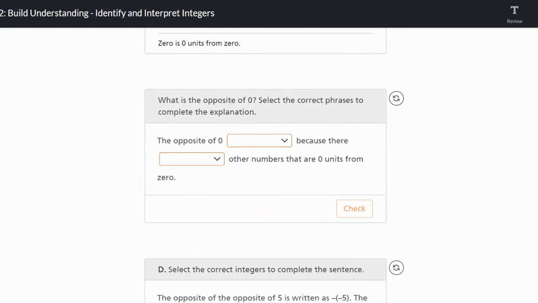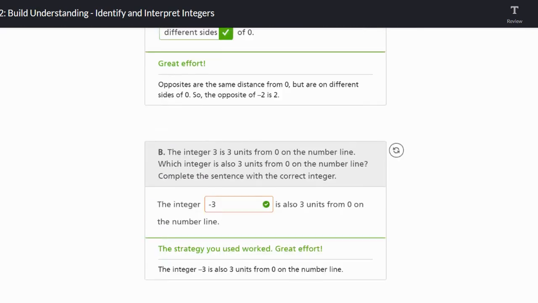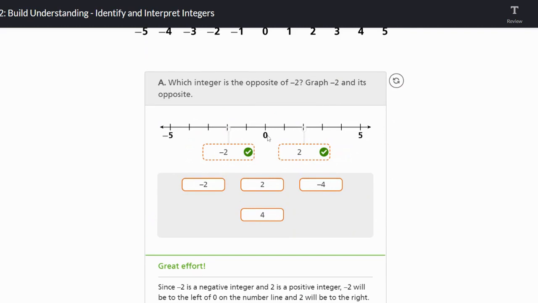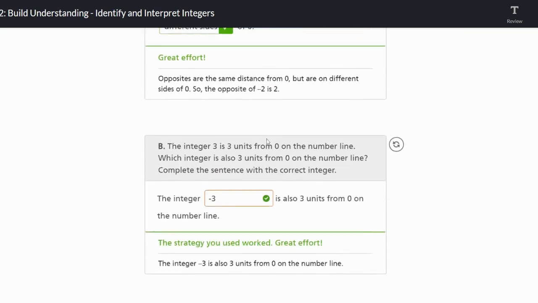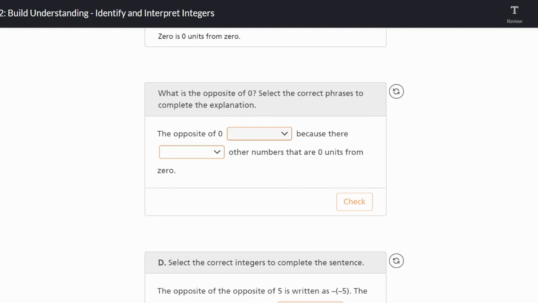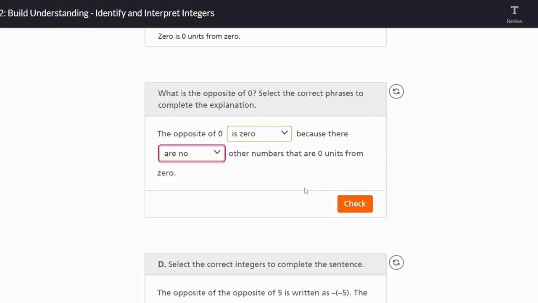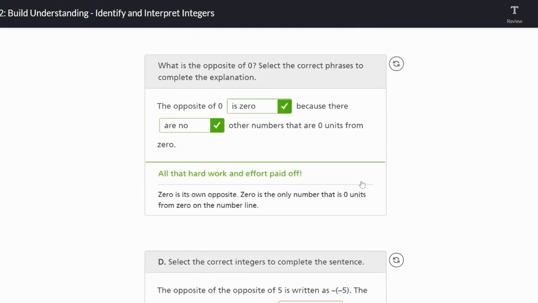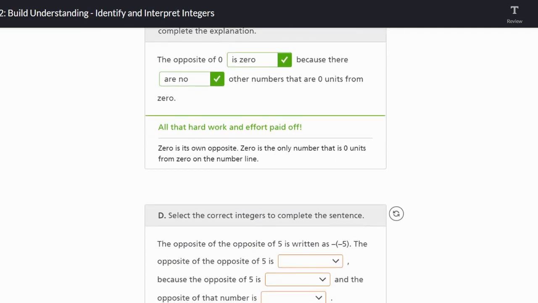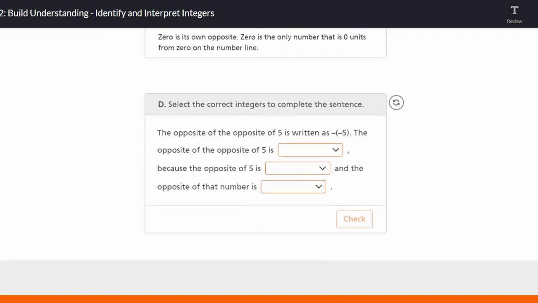What is the opposite of 0? Okay, so if I look at my number line, what is the opposite of 0? When we look at opposites, we're looking to see that they're the same distance. But if you're looking at 0, there is no opposite. That's like the center of this balance beam. So the opposite of 0 is 0 because there are no other numbers that are 0 units from 0. Whew, I'm tired of saying 0. Let's check D.